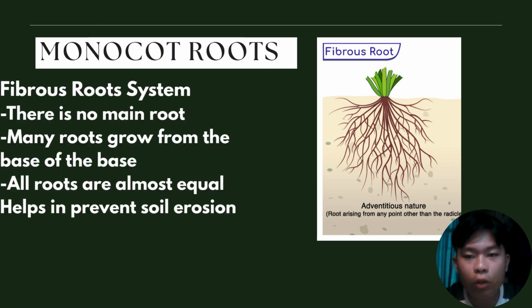While for monocot roots, which are a fibrous root system, there is no main root. Also, many roots grow from the base of the stem. Lastly, all roots are almost equal. It can also help prevent soil erosion.